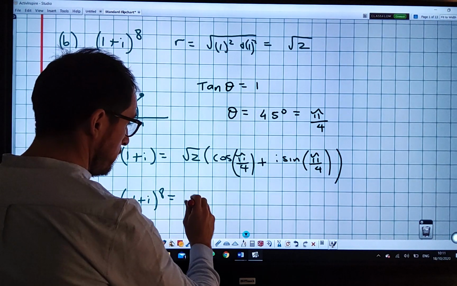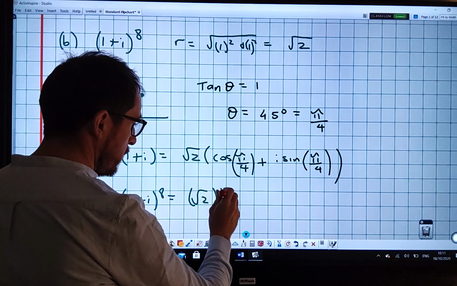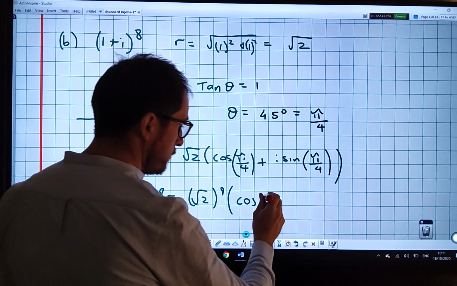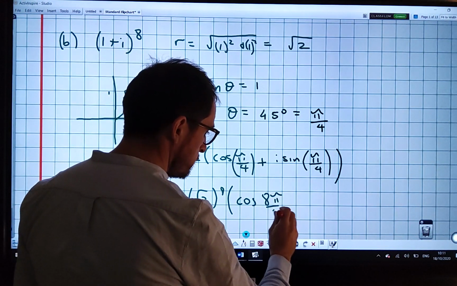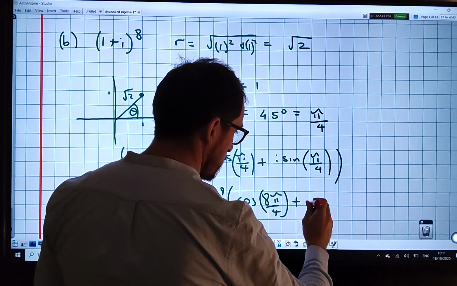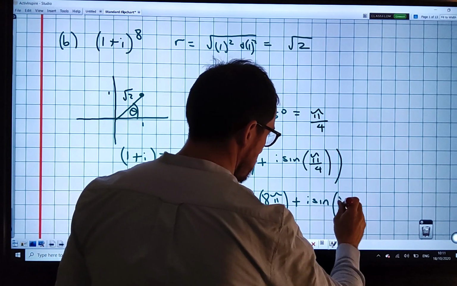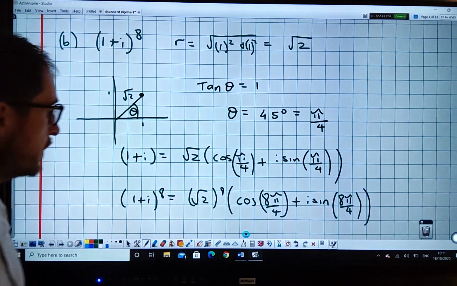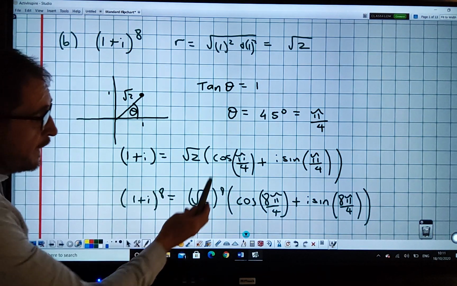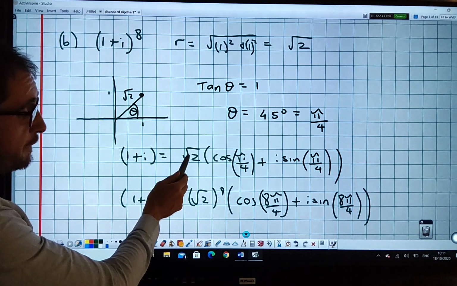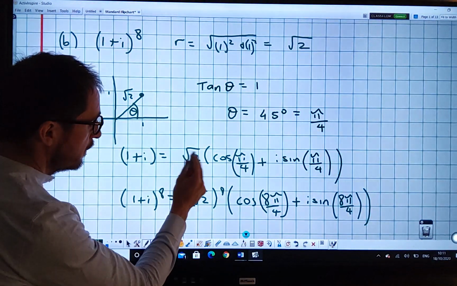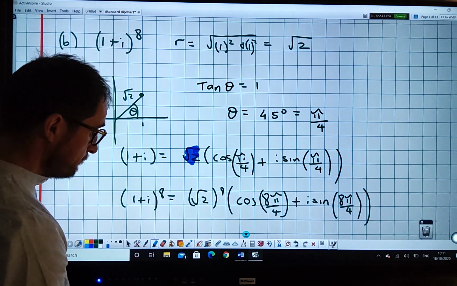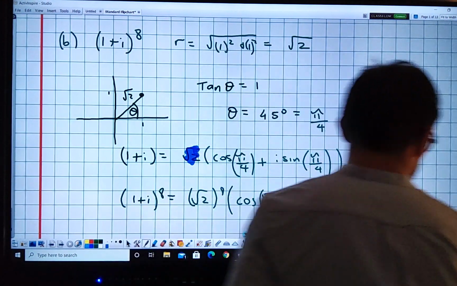That's just going to be root 2 to the power of 8, cos, you multiply this by 8, so it's 8 pi over 4, plus i sine 8 pi over 4. So what I've done there is De Moivre's theorem. When it was to the power of 8, this part goes to the power of 8, and you multiply the angle by 8. Alright? Now, that leaves us as follows.